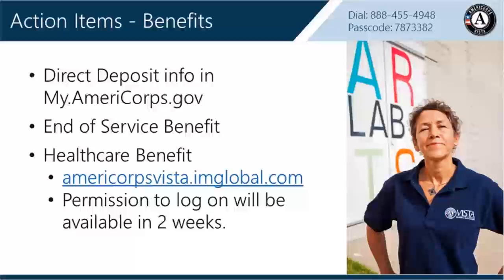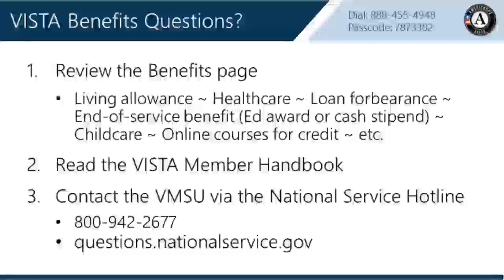So right now we just covered the critical benefits that VISTAs talk about and have questions about, but we want you to know that if you have questions about other benefits at any time during your service, your first point of reference is the VISTA benefits section of the VISTA Campus. Make sure to look at the details about health care and end of service benefit, but you may also have questions about federal loan forbearance, child care, how to access the online courses that we discussed, and more, because you'll want to know when and how to take the necessary steps to make use of your benefits.